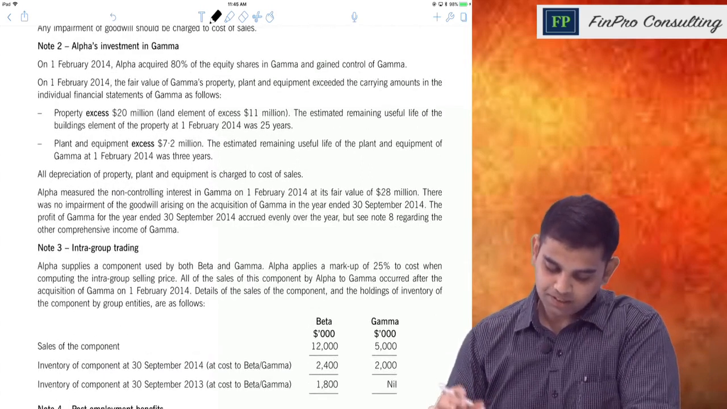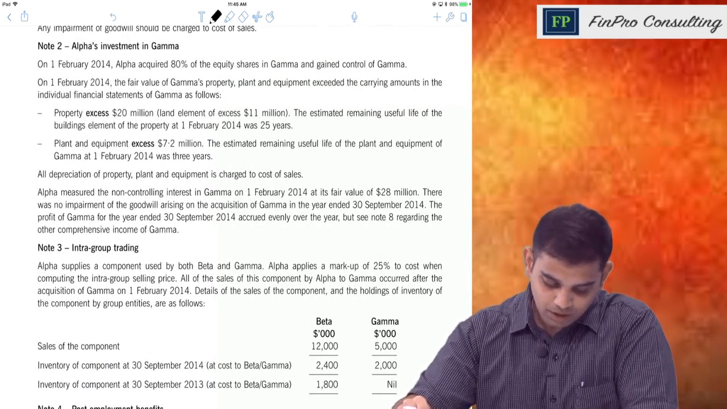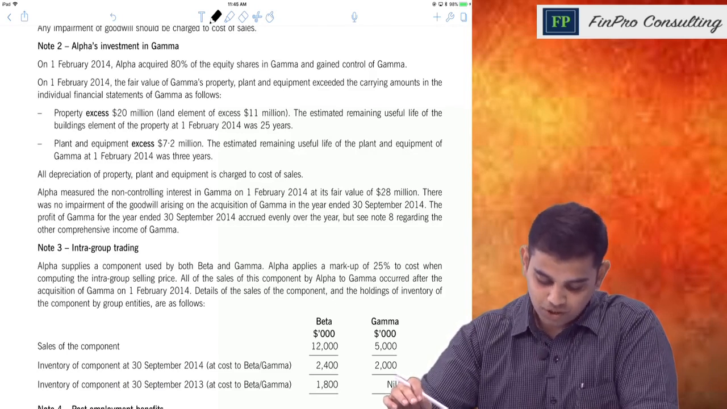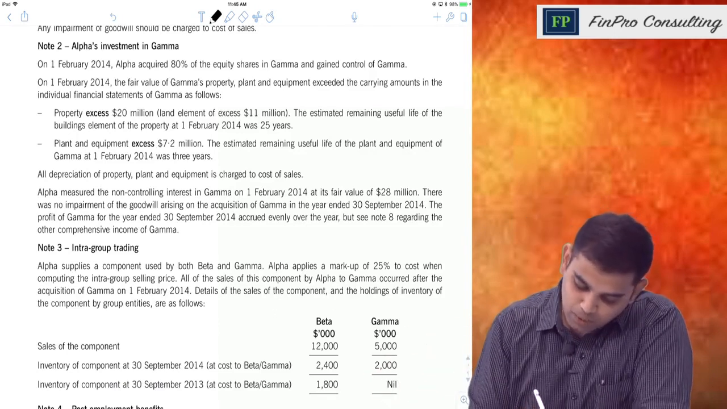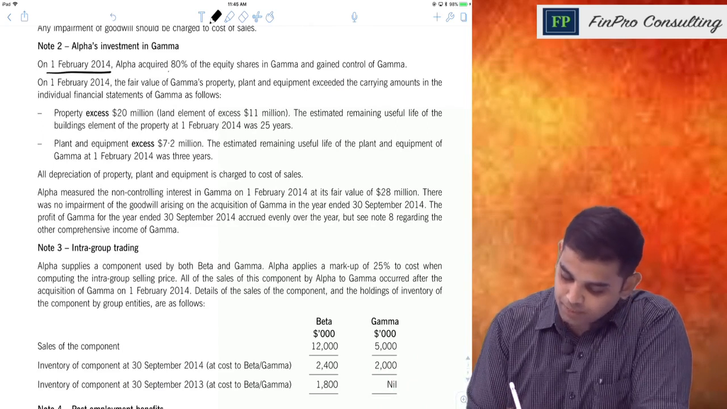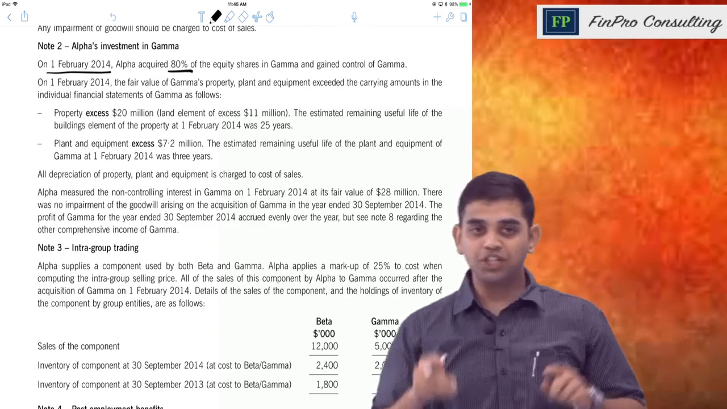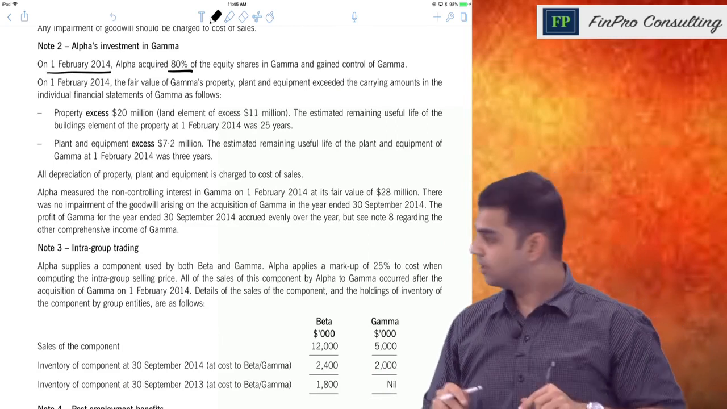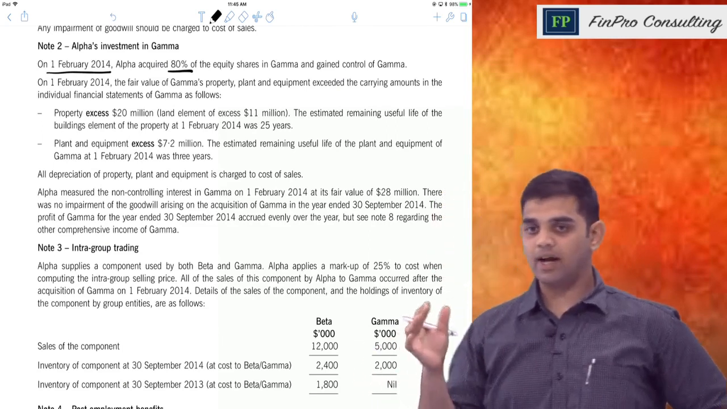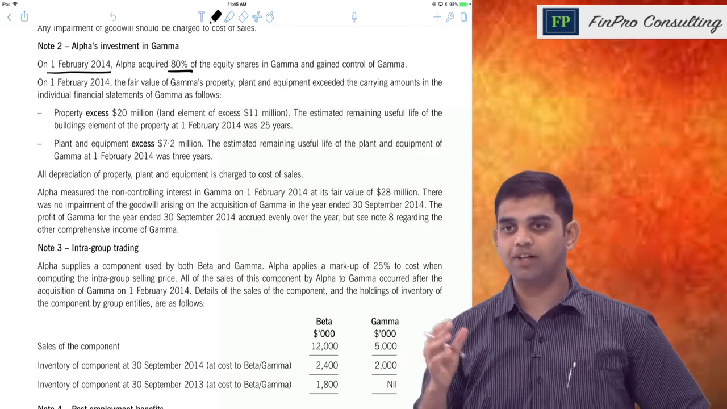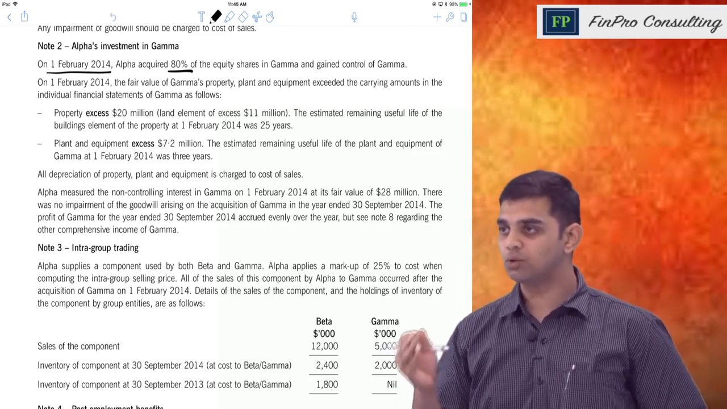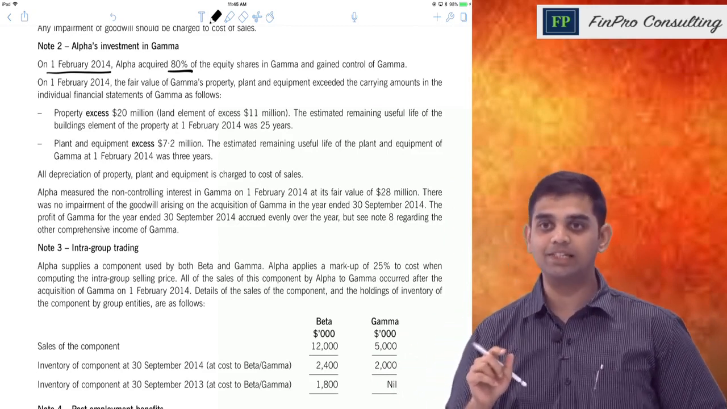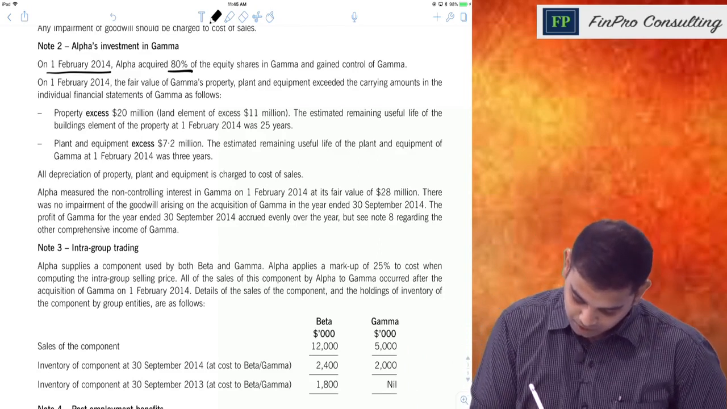Note 2, Alpha's investment in Gamma. On 1st February 2014, Alpha acquired 80% of the equity shares in Gamma and gained control over Gamma. Important date 1st February 2014 and 80%. Now this is an acquisition during the year. Okay. So whatever addition you do, that will always be on a pro rata basis. Because if you compute from 1st February 2014 to 30th September 2014, it is 8 months. So right here, 8 months.